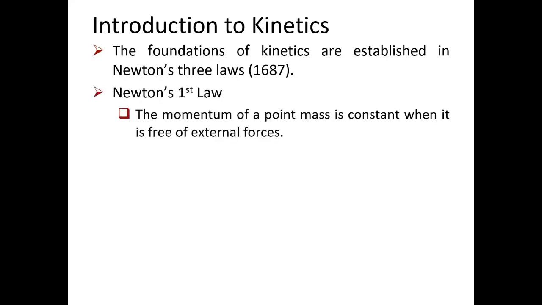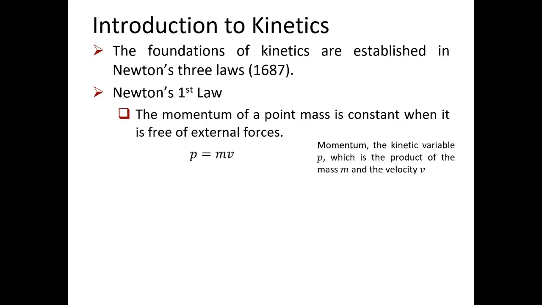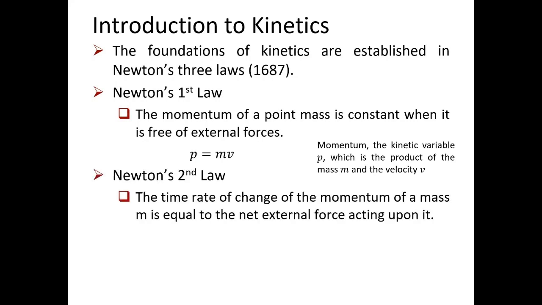So Newton's first law, everybody knows, is about the momentum of a particle being constant when it is free of external forces. So momentum will be zero if it is at rest, and the momentum will be constant when something is moving at a constant speed. Momentum is mass into velocity. Newton's second law says the rate of change of momentum is proportional to the net external force acting upon it. So that is F equals ma.